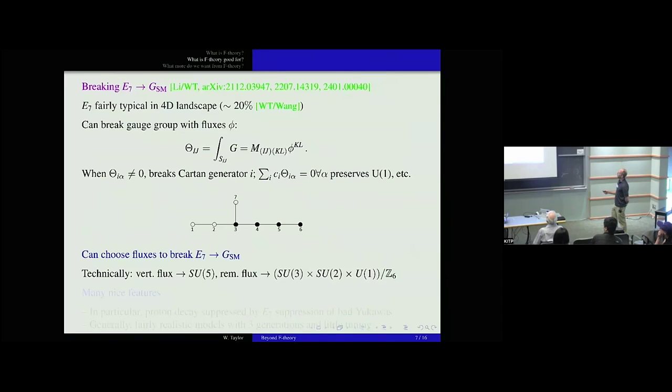If we have an E7 rigid gauge group, you can turn on fluxes that break that gauge group. If you integrate the flux, this is through a sort of M theory picture, you integrate the 4-form flux of M theory through a 4 cycle, you get some parameterization of the flux, and you can tune those fluxes, choose those fluxes in such a way that you break some of the Cartan generators, but not all, and you can get residual U1s. So there's actually a fairly straightforward combination of fluxes that you might get randomly that breaks E7 down to the standard model. One way that we've been looking at is using what's called technically vertical flux to break to SU5, and then remainder flux to break the hypercharge down.